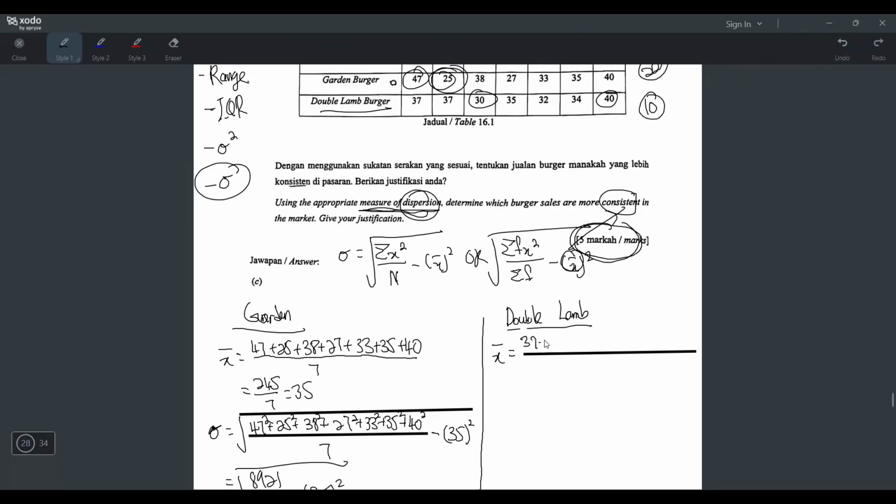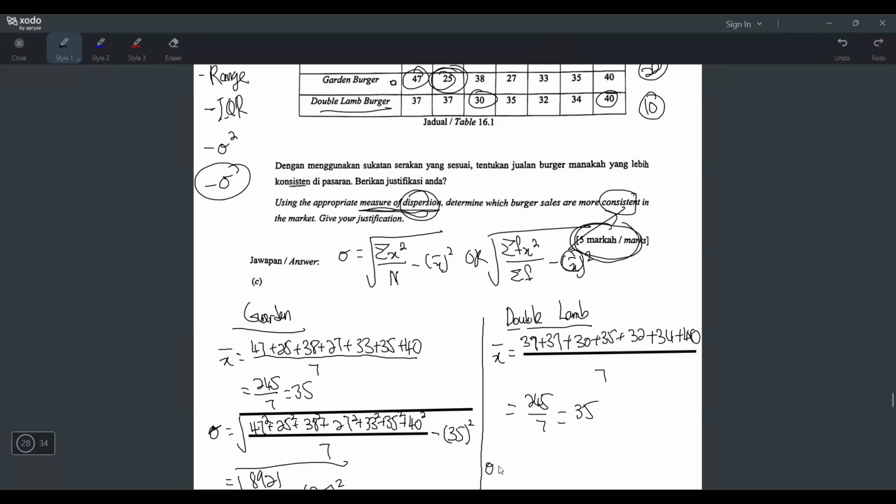37 plus 37 plus 30 plus 35 plus 32 plus 34 plus 40, and then divide by 7. Let me press my calculator. My calculator gives me 245. Oh, same as just now. And then divide by 7 is also 35. So it means they have the same mean.